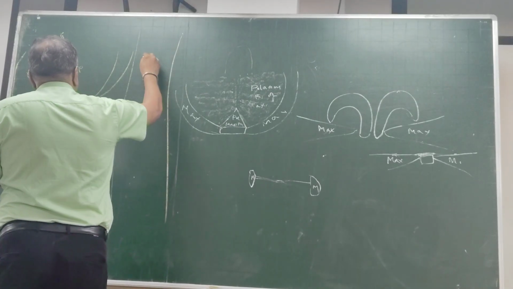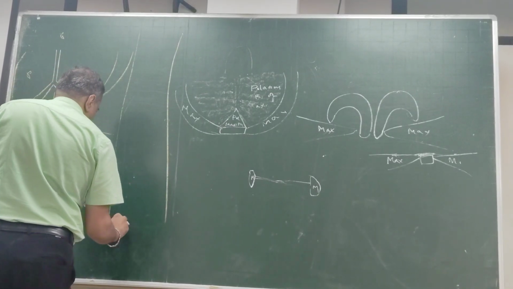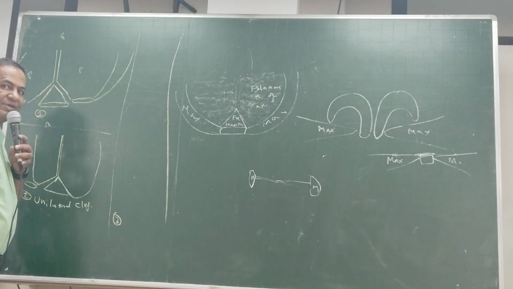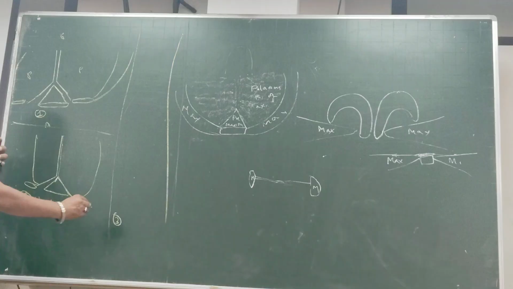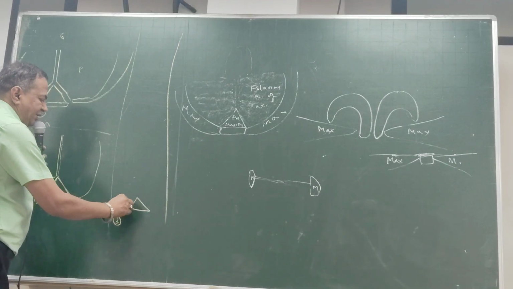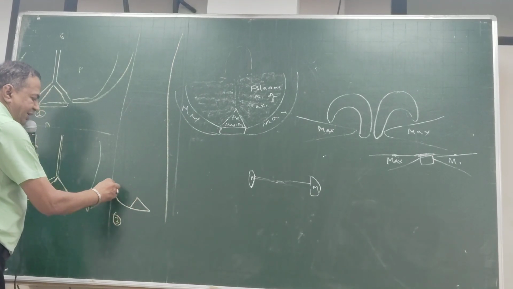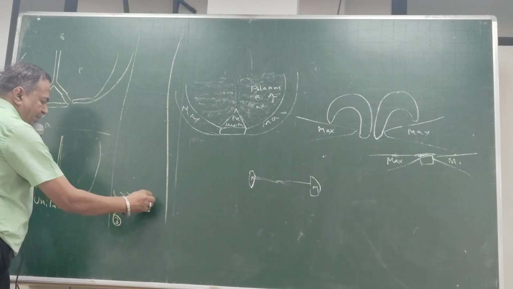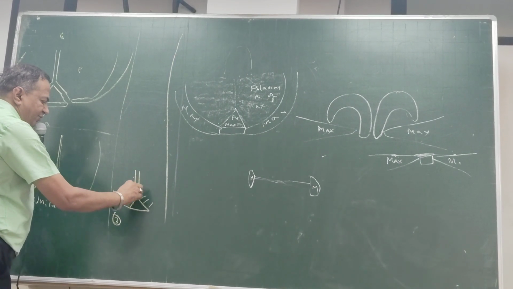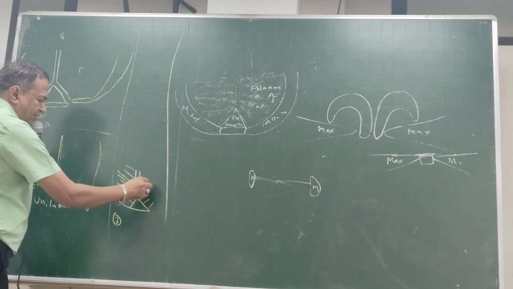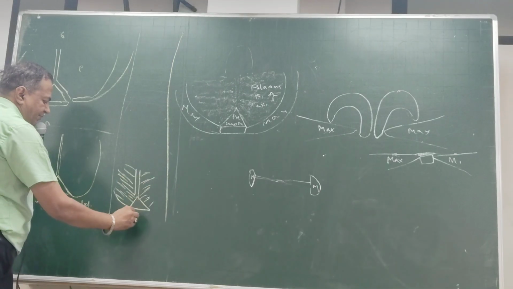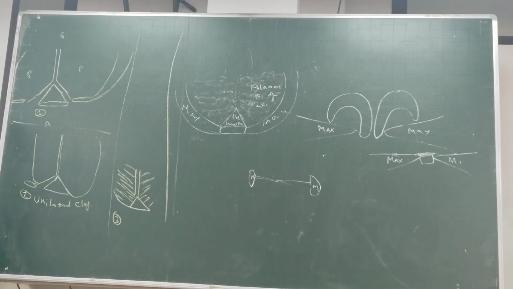Now possibility number 3 is that they fuse with the premaxilla. The 2 maxillary processes fuse with the premaxilla, but they fail to fuse with each other. So there is a midline cleft palate, but there is no cleft lip in such cases.